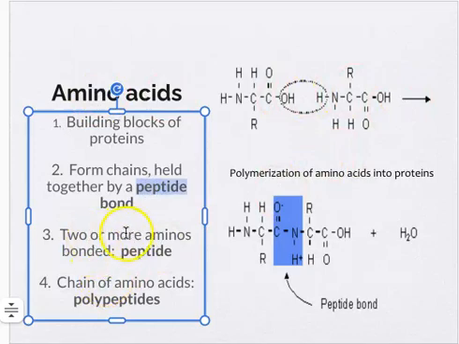Two or more amino acids that are bonded together form a peptide. And a chain of amino acids is a polypeptide. Now here's this poly. We've seen that before. That means there's a lot of peptides. So a peptide is two or more amino acids bonded together, and peptide bonds form those chains.